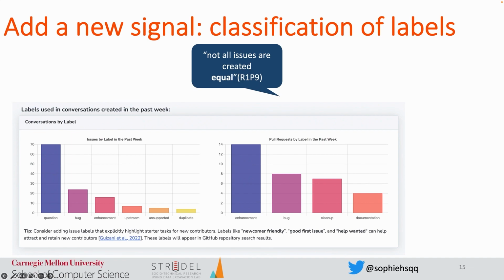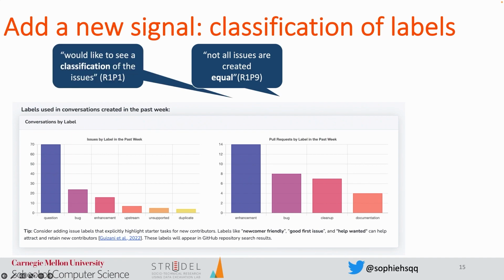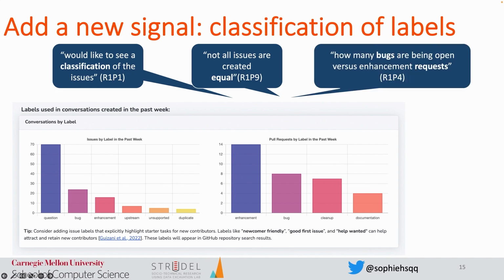We provide bar charts to reflect the classification of labels so that maintainers can tell how many of them are bug reports and how many of them are enhancement requests. It's a nice way to organize their issues and code submissions.